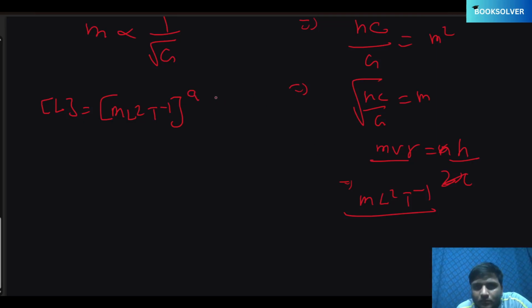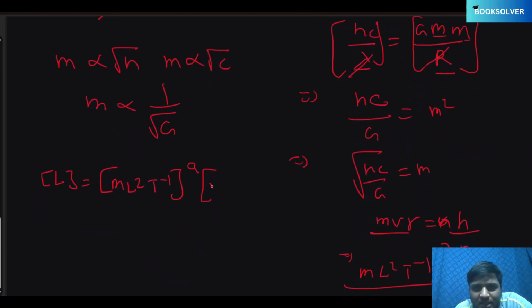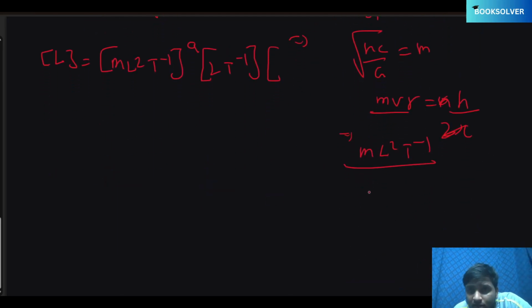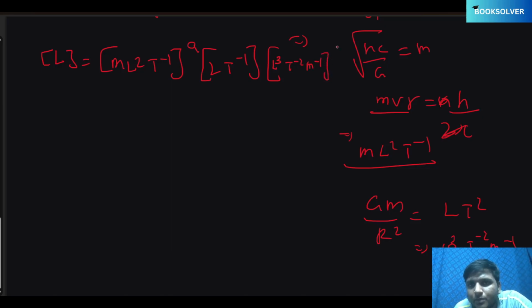Now for c, we know it is LT^-1. And what is G? How can we write G here? GM by R squared is nothing but acceleration due to gravity, that is LT^-2. If we put it there, we get L^3T^-2M^-1. This is G here. So let's write that also: L^3T^-2M^-1 to the power c and d.